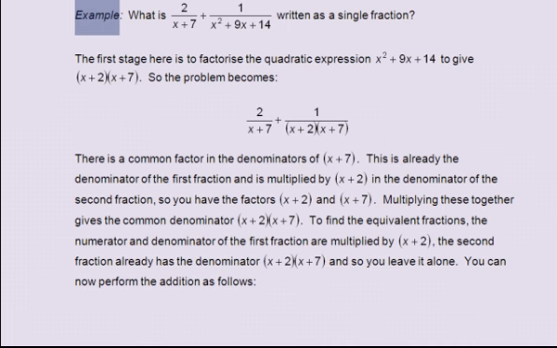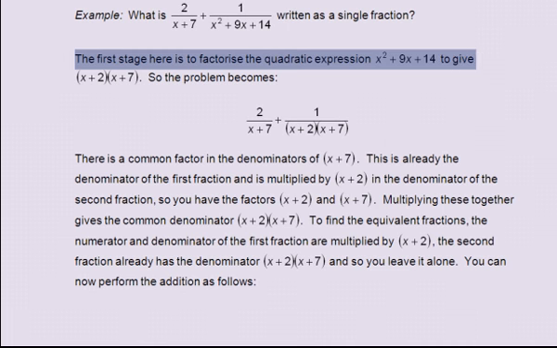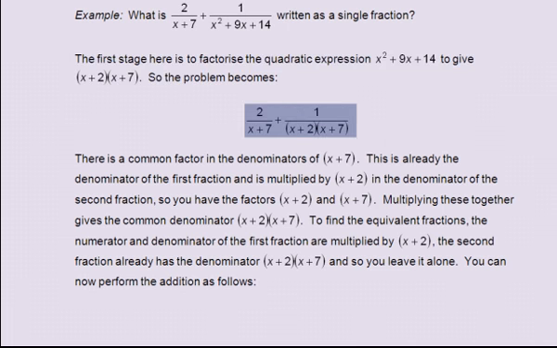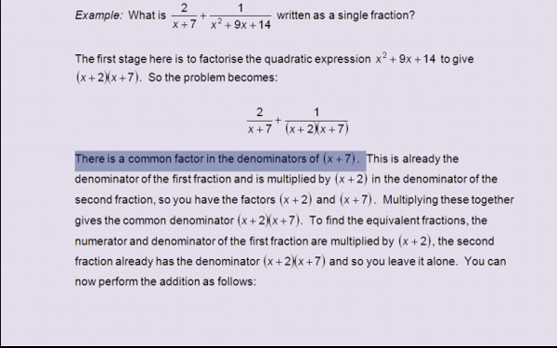Here's a final example. What is 2 divided by x plus 7 plus 1 divided by x squared plus 9x plus 14 written as a single fraction? The first stage here is to factorise the quadratic expression x squared plus 9x plus 14 to give x plus 2 multiplied by x plus 7. So the problem becomes 2 divided by x plus 7 plus 1 divided by x plus 2 times x plus 7. There is a common factor in the denominators of x plus 7.